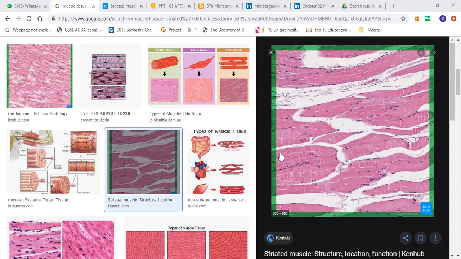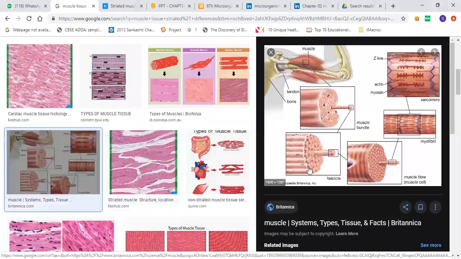This is striated muscle, right? Here you're not able to see that much clearly, but you can see the striations, dark and light lines. That is one, and inside that many cells have been packed together. So this is one tissue. You can see here what they have taken out. Here this is one single one. This is the striated muscle.